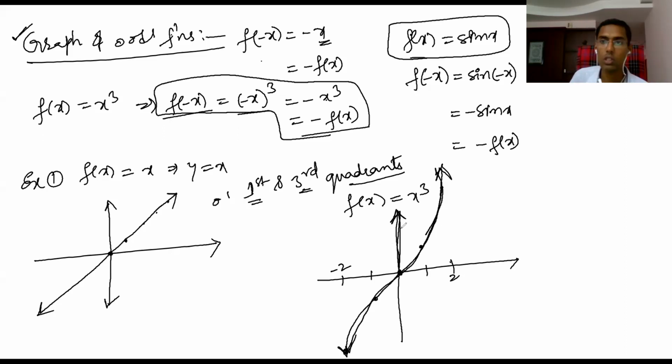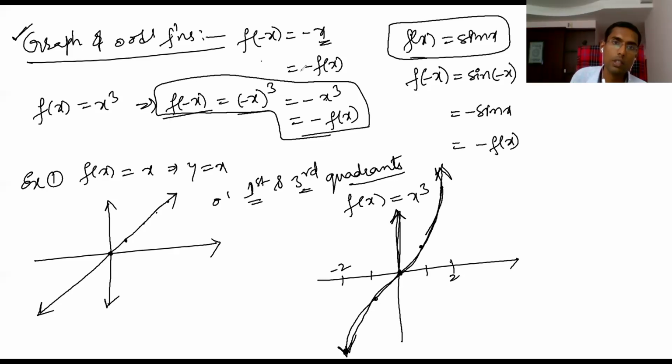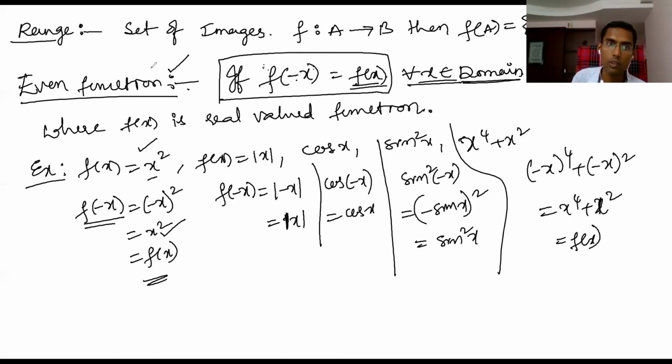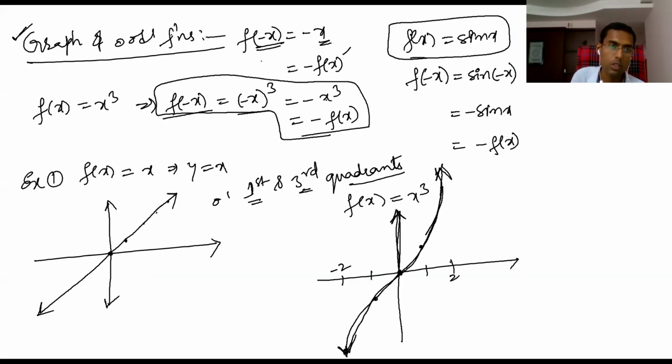This is about even and odd functions. So how do you check whether a function is even or odd? You have to replace x with minus x and see whether you get f of x or minus f of x. If f of minus x is plus f of x, then it is an even function. If you get minus of f of x, then it's an odd function. If you don't get either, it is neither even nor odd.